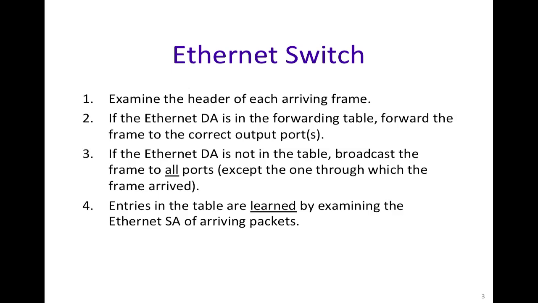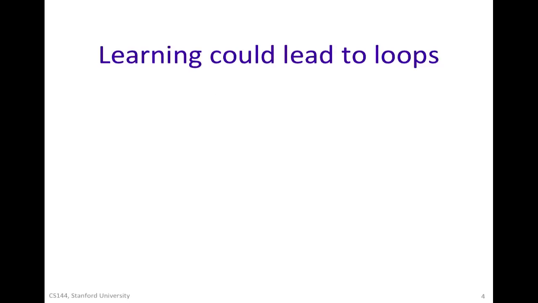And then entries in the table are learned by examining the Ethernet source address of arriving packets. In other words, when it looks at the source address, it will learn that in order to reach that particular source address, it sends packets out through the port through which that packet arrived. So that must be on the direction towards the source. But this all presupposes that packets don't loop in the network forever, and that in fact, particularly in the learning process, the Ethernet source address actually is on the shortest path, or on a reasonable path, back towards that address. So how does it know that? And in fact, the whole learning process could lead to loops.